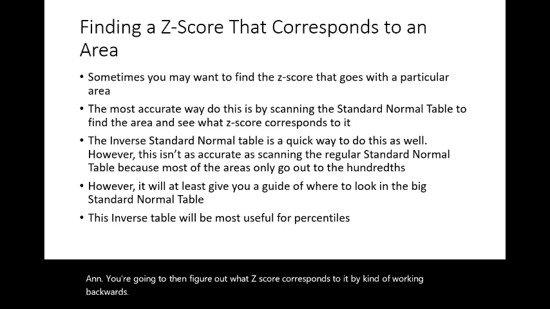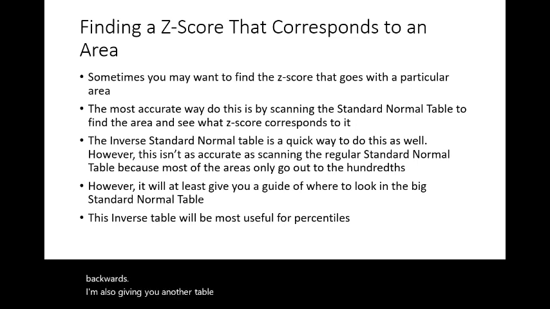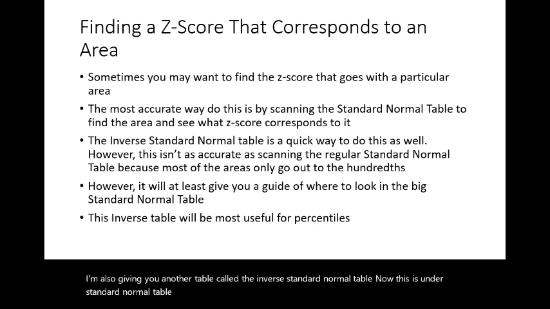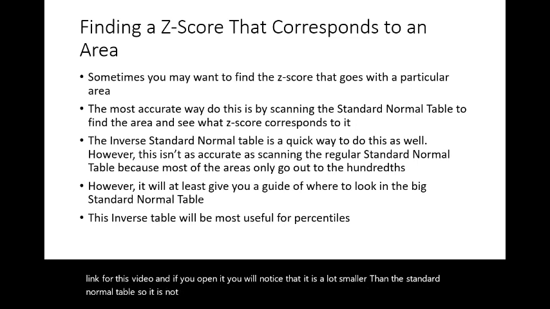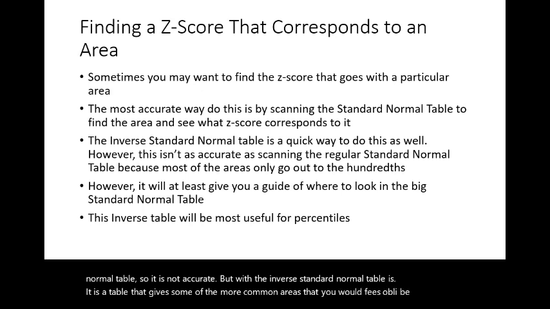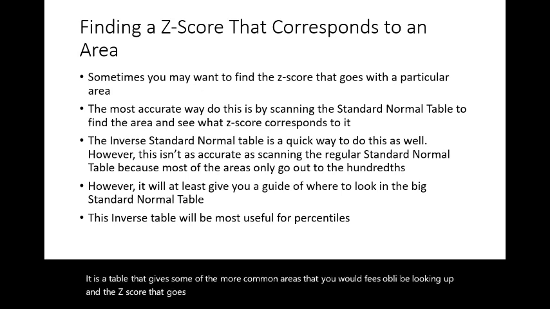I'm also giving you another table called the inverse standard normal table. This inverse standard normal table is available on Canvas, and you're going to see a link to it right around the link for this video. If you open it, you will notice that it is a lot smaller than the standard normal table, so it is not accurate. It is a table that gives some of the more common areas that you would feasibly be looking up and the z-score that goes with those areas. That's why the table is so small.